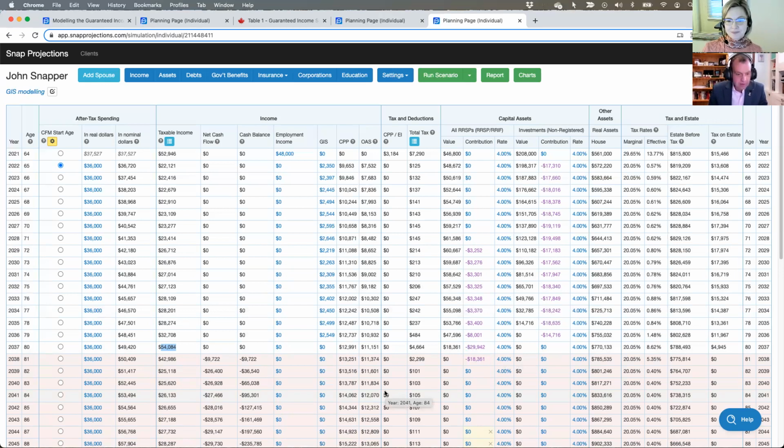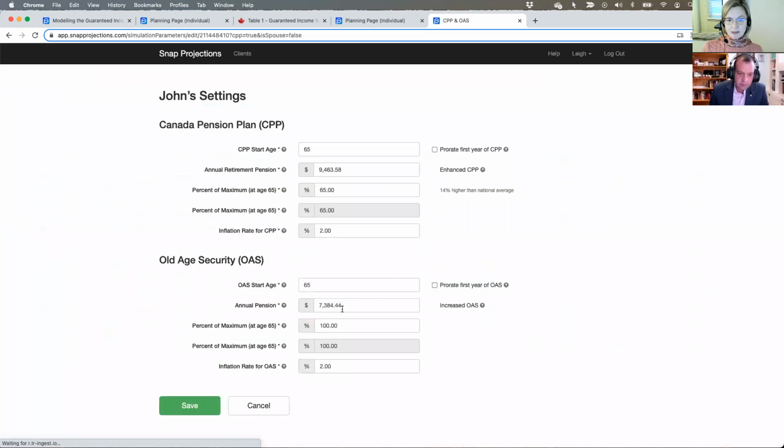Yeah, perfect. Great. Any other comments about using SNAP in a scenario like this? Anything that we should have touched on that we didn't? No, I don't think so. I think the one thing you might want to know is that you can go to government benefits up here to adjust any CPP and OAS amounts, percentages that you would expect the person to be receiving. And that's where you would edit those values. So that's definitely something you would want to know.